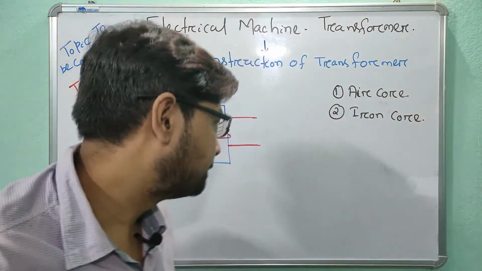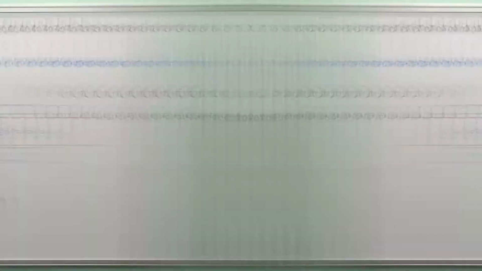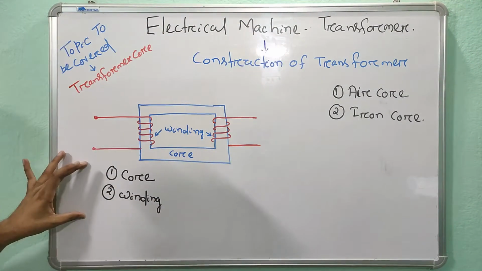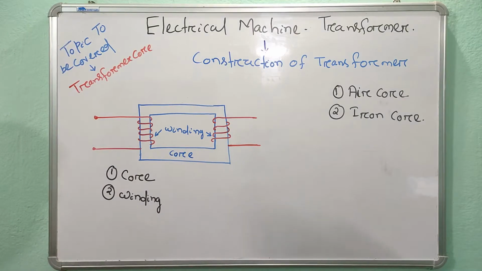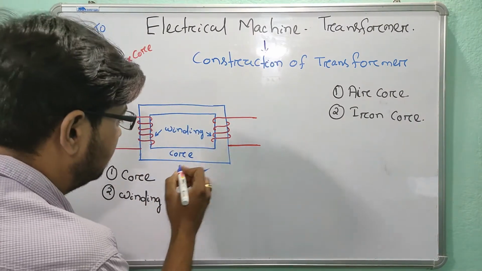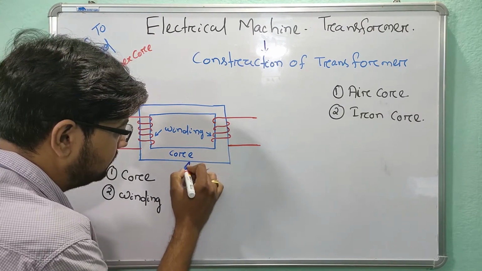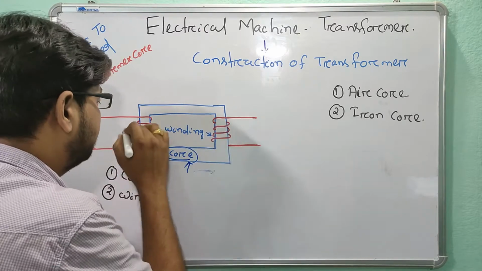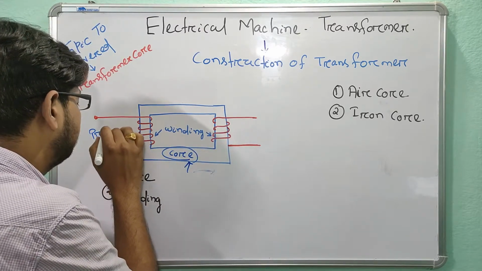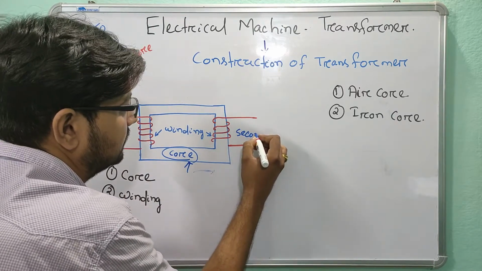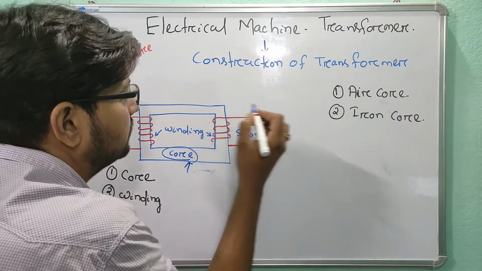So now, for that construction, one is core and another is winding. Now you see, this is my transformer. This one is the core of the transformer, and there are two windings. One is primary winding, and there is secondary winding.